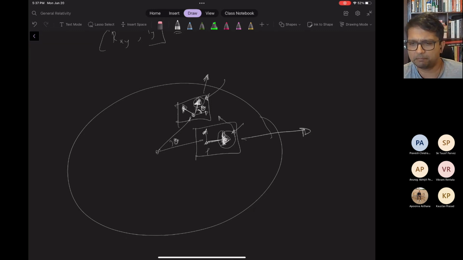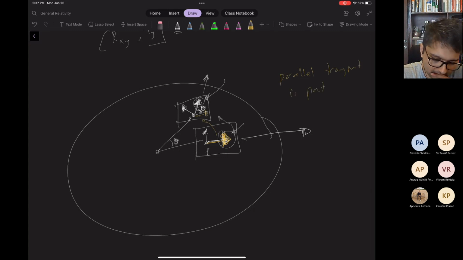But what is the real comparison we're doing? The real comparison we're doing is that we're also parallelly transporting this from here to here. But parallel transport is path dependent in general. What that means is that on a general manifold, there is no unique way of specifying what the parallelly transported version of this vector is.